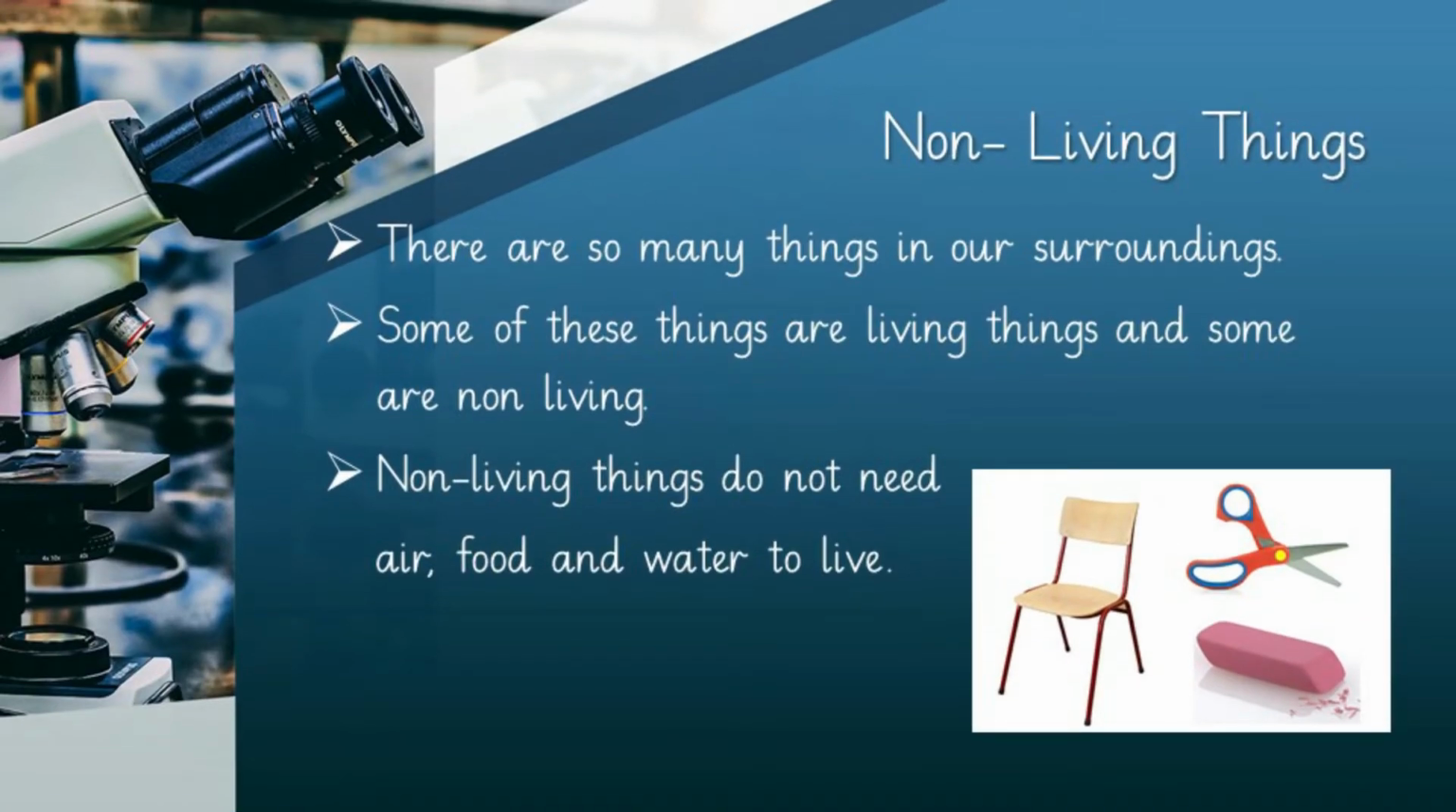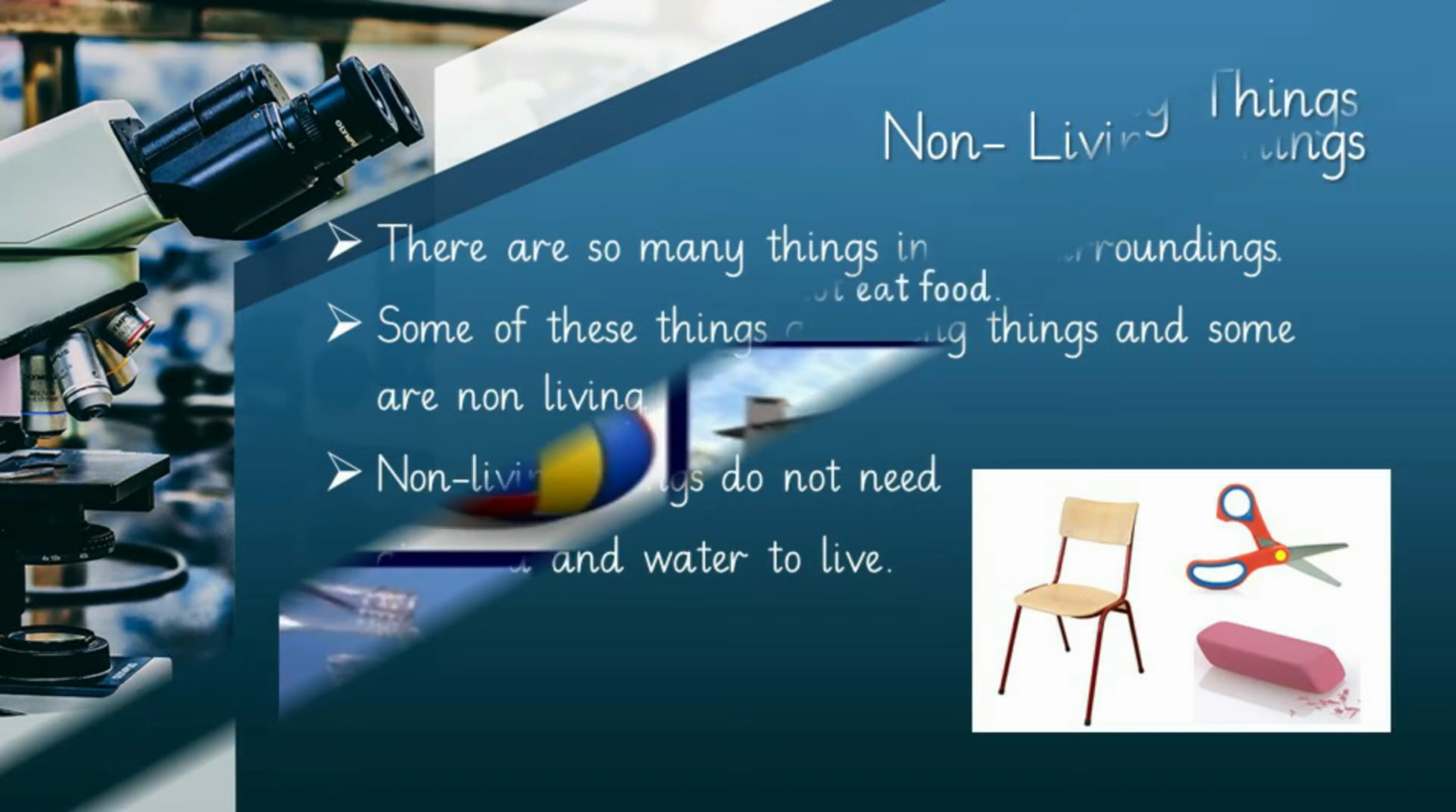Alright children, as you know, within the previous lesson we discussed living things, and today we will discuss non-living things. There are so many things in our surroundings. Around yourself you can find so many things. Some of these are living things and some are non-living things. Non-living things do not need air, they do not need food, and they do not need water because they are not alive. They do not need anything to live.